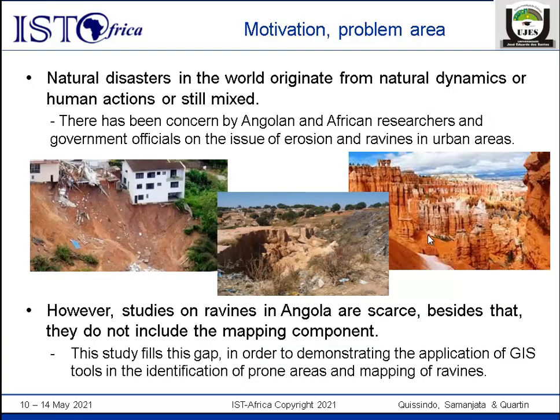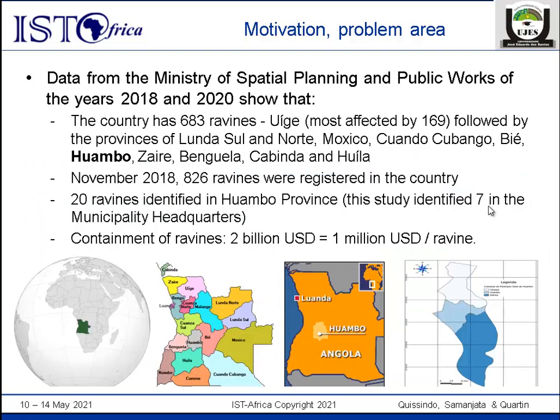Natural disasters in the world generally originate from natural dynamics or human action, or both. In the context of Angola, there are some statistics on ravines, but those statistics didn't include the mapping component. So the present study fills this gap in order to demonstrate the application of GIS tools in the identification of prone areas and mapping of ravines.